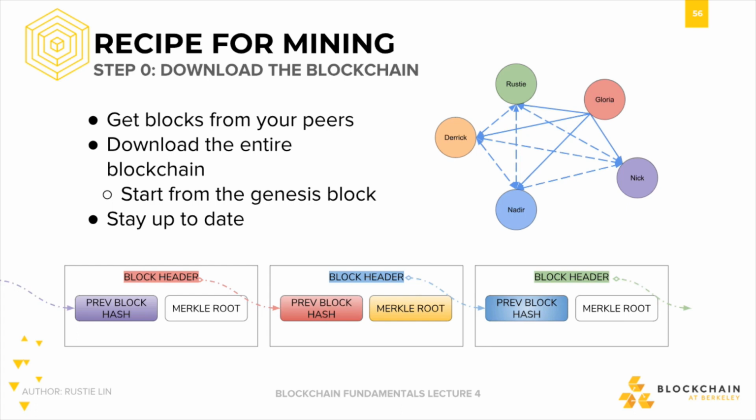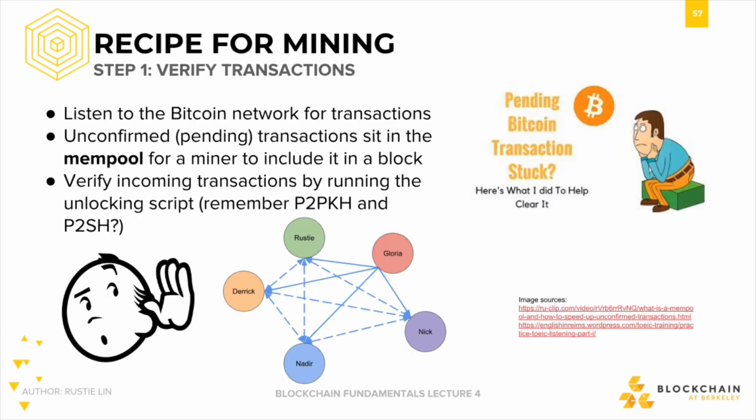Okay, go for it. Is that a hand? Oh, sorry. Okay. So no questions. So the second step is to verify transactions. We're going to listen to the Bitcoin network, looking for unconfirmed transactions.